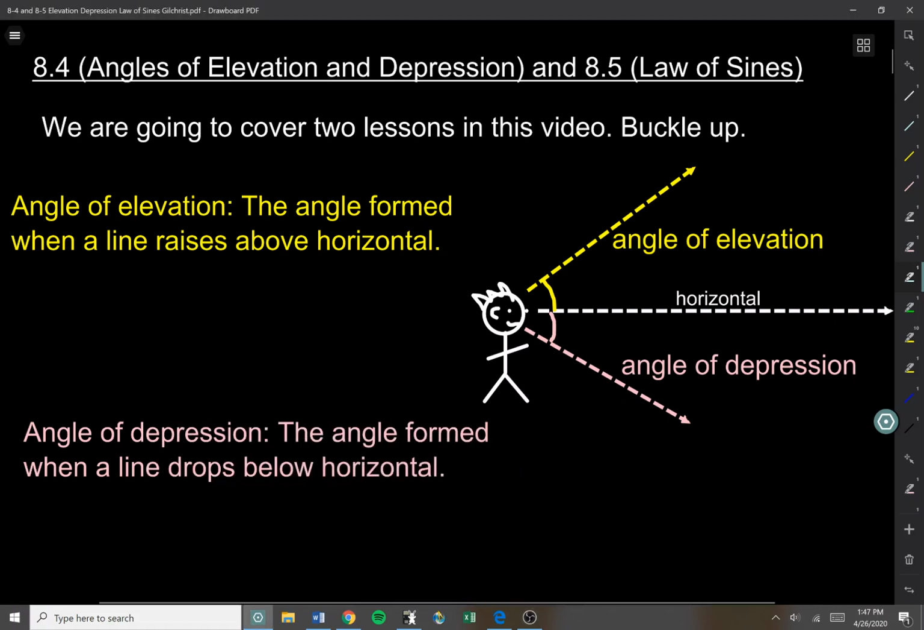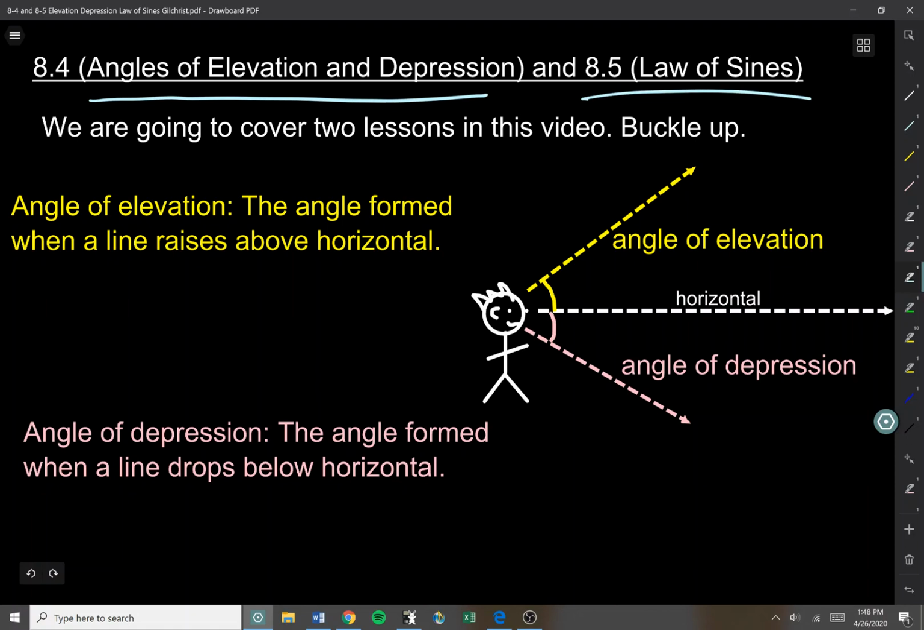Okay, we're covering 2 lessons today. So, buckle up, pretty sweet. 8.4 is angles of elevation and depression. 8.5 is law of sines.